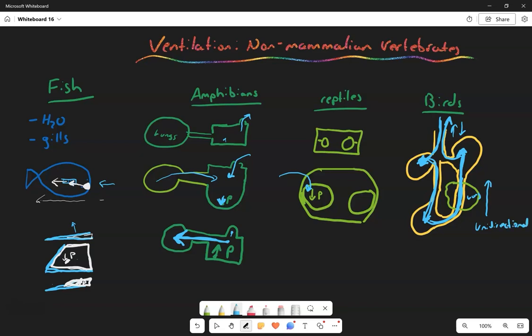Here in our amphibian, we came in, right? And then we went out the same direction. So we had tidal flow through the lungs. Here we have unidirectional flow over top of the lungs. And that'll be important later on when we actually talk about respiration. But that is ventilation in non-mammalian vertebrates.